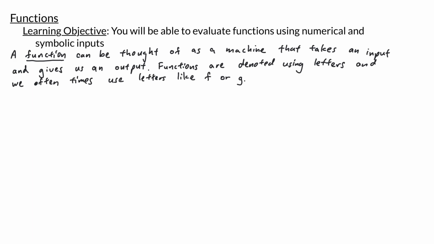Like variables, we denote functions using letters. But instead of using letters like x, y, or z like we do for variables, we typically use letters like f or g for functions. Oftentimes, we use a picture of a machine with funnels like this as a visual representation for a function. The funnel on the left is where we can plug things in, so this is where our inputs go, and the funnel on the right is where the outputs come out.